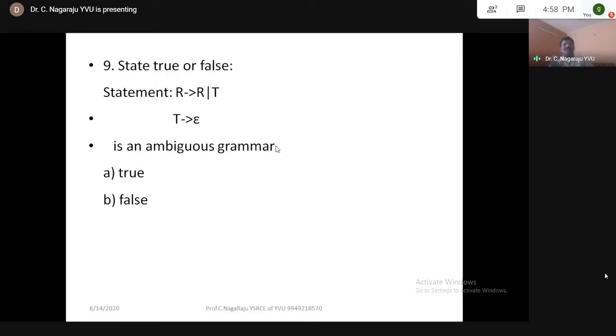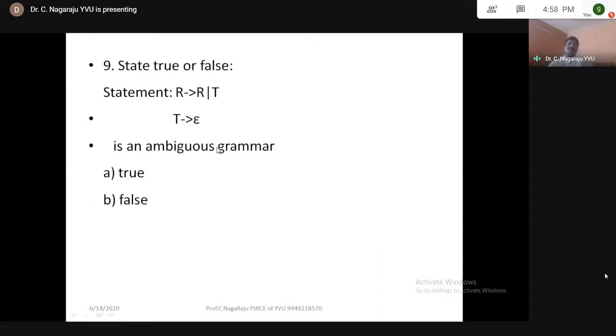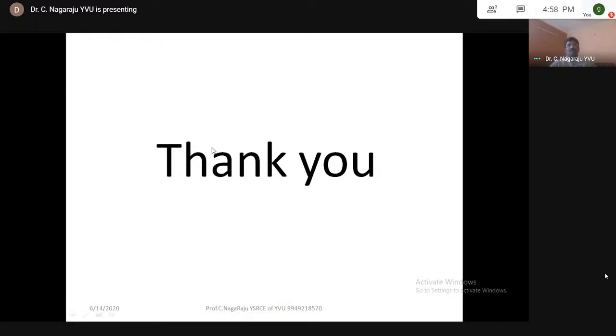But for this epsilon value, when taken, you can have the productions either itself or the empty string. The empty string means we can convert any kind of thing. That is true. The answer is true for this, right?